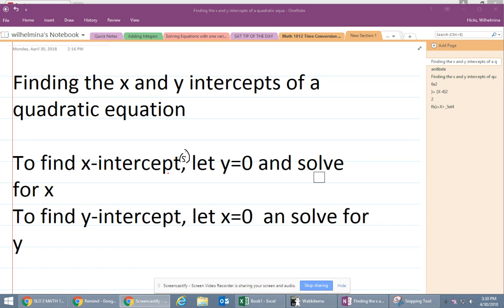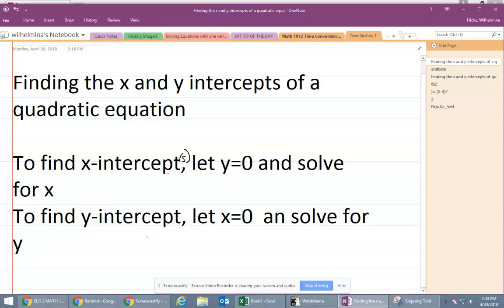Hey guys, welcome back. I want to show you how to find the x and y intercepts of a quadratic equation. We have talked about two types in the first video.